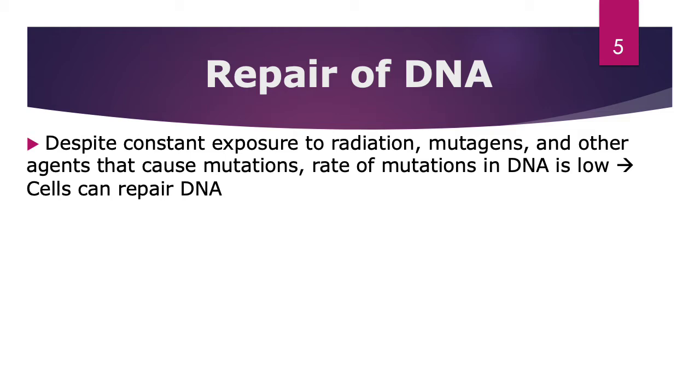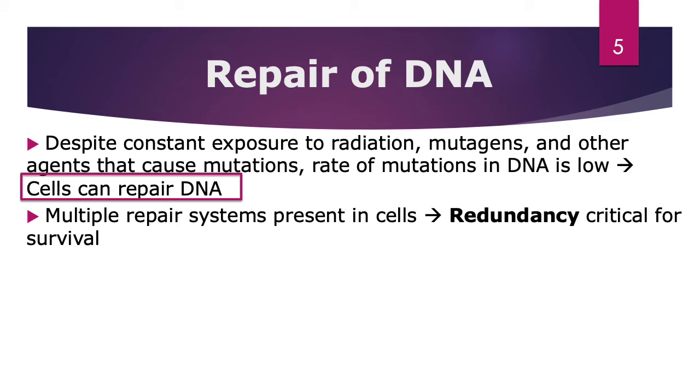In the following section, we're going to look at how DNA can be repaired. Now, as we've seen, in spite of constant exposure to radiation or mutagens or any other agents that can cause mutations, the rate of mutations in DNA is actually very low. And the reason for that is that cells have ways to repair DNA. In fact, cells have multiple repair systems to repair any kind of damaged DNA.